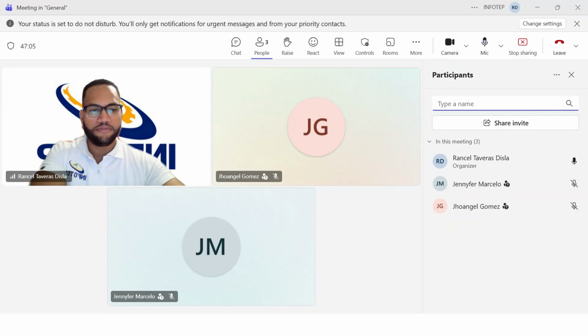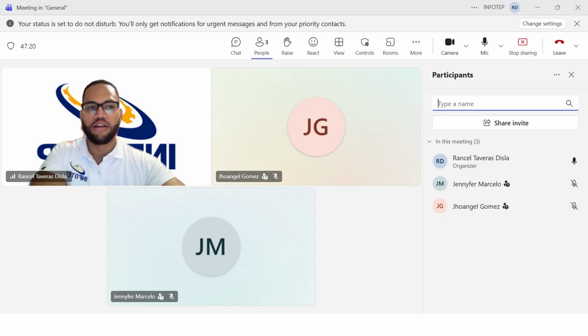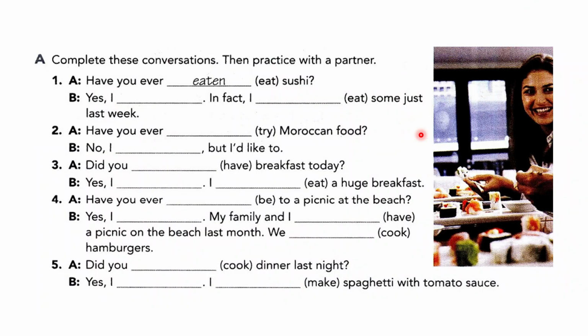Is that clear? The difference between the past simple and the present perfect again? Yes, never say a specific time. Yes, that's the key. We never use the present perfect within a specific time.